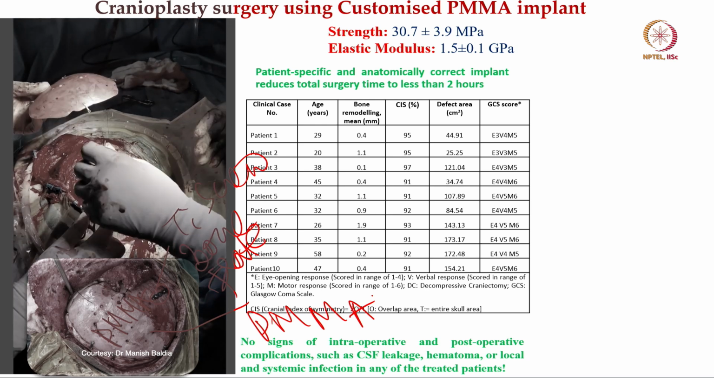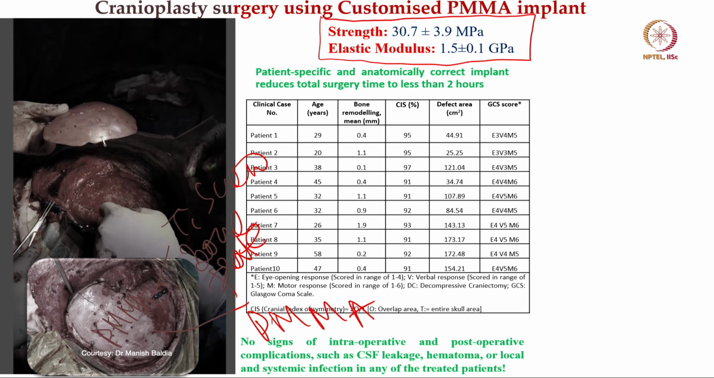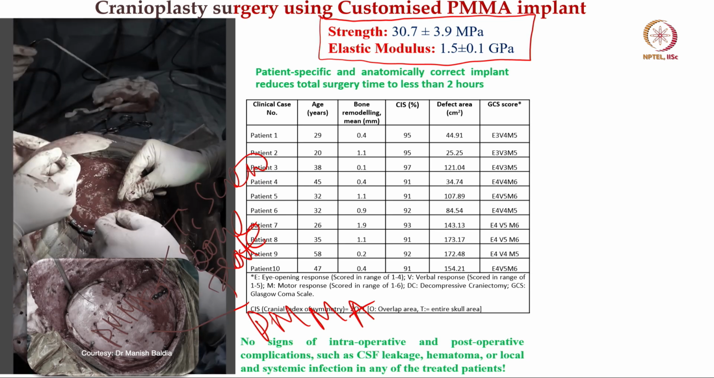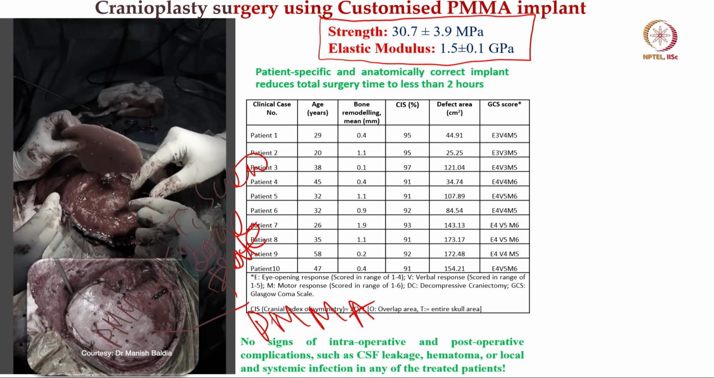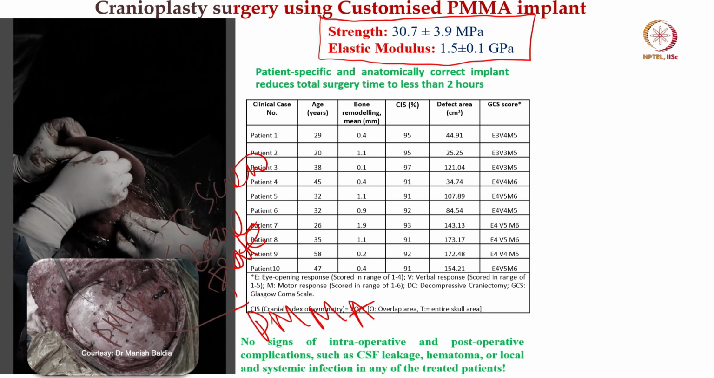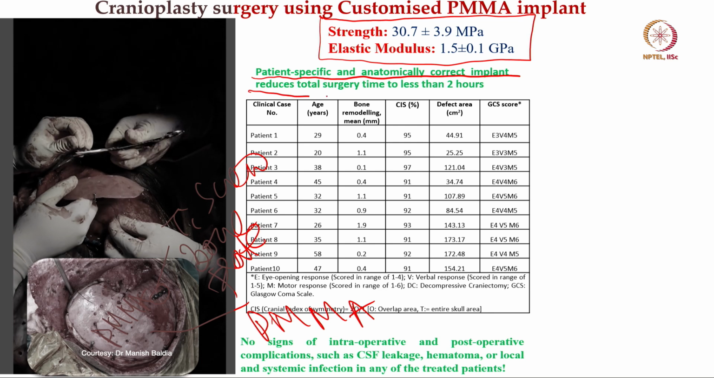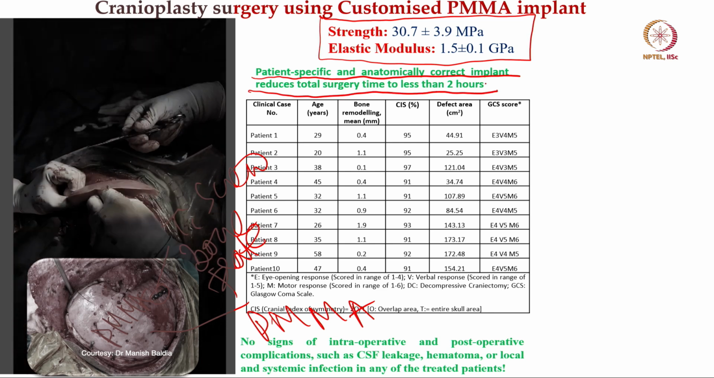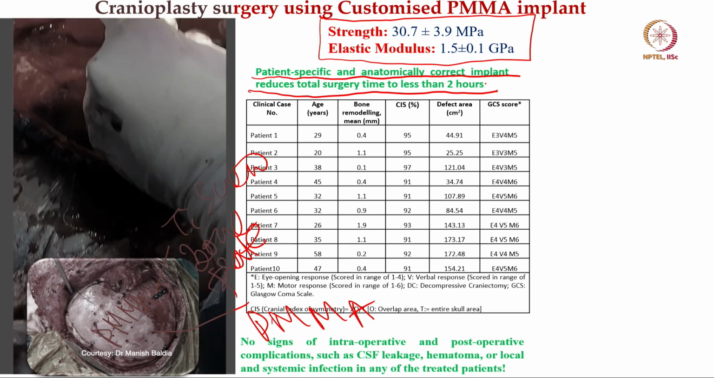So, as part of the property assessment, we have measured the strength of this PMMA. It is roughly around 31 megapascal, elastic modulus is around 1.5 gigapascal. And patient specific and anatomically correct implant. So, I use this word patient specificity, anatomically correct implant, essentially reduces the total surgery time to less than 2 hours. So, kind of 90 minutes or so, 90 to 100 minutes or so.